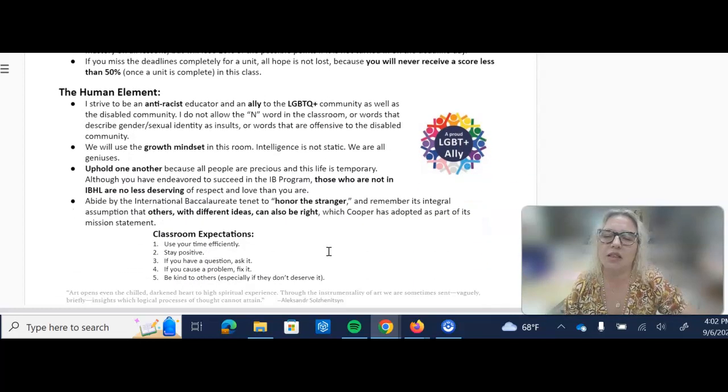All right, the human element. This might be the most important part of the course syllabus. Let me read through this. I strive to be an anti-racist educator and an ally to the LGBTQ+ community as well as the disabled community. I do not allow the N-word in this classroom or words that describe gender or sexual identity as insults or words that are offensive to the disabled community. We will use the growth mindset in this room. Intelligence is not static, it's changing. You can learn anything, and that's why we are all geniuses. Uphold one another because all people are precious and this life is temporary.